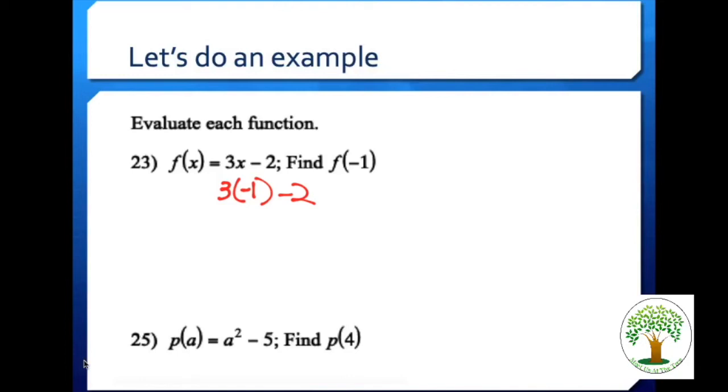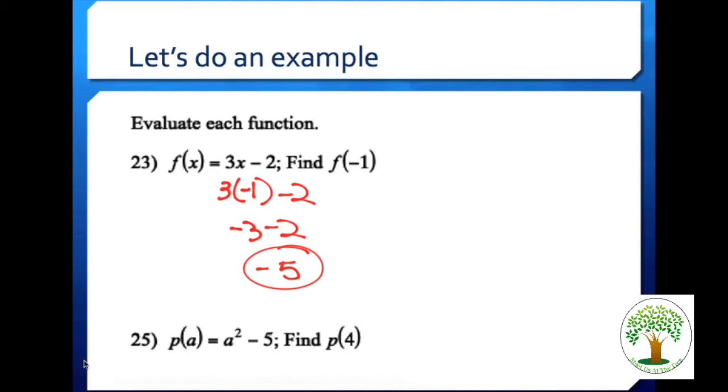What is 3 times negative 1? Negative 3. And then I bring down my minus 2, so negative 3 minus 2. Negative 5. Then we would circle negative 5. That's correct. And that would be right.